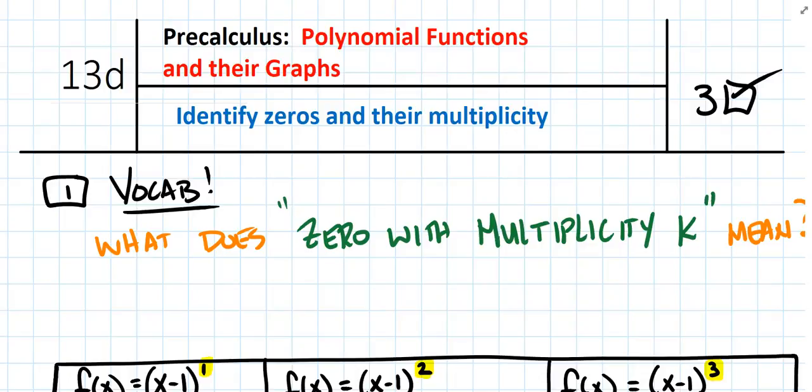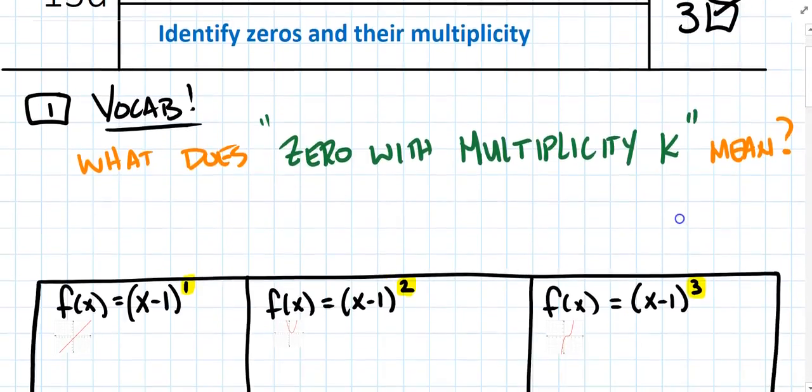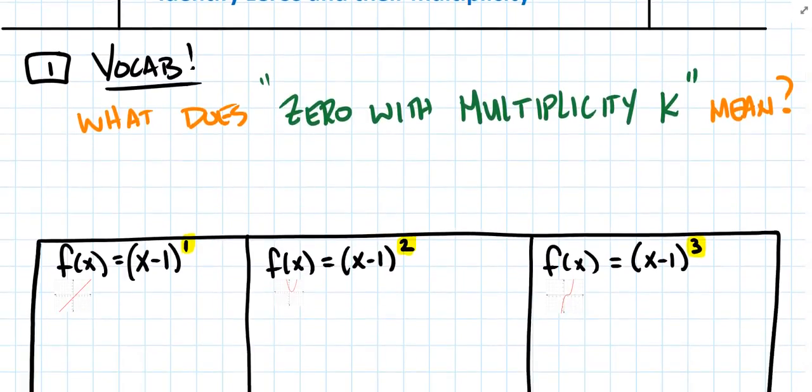Welcome to Concept 13D, identifying zeros and their multiplicity. There are three boxes, so let's begin with box number 1. Box number 1 is all about some vocab. We need to understand, what does a zero with multiplicity of k mean? Like, for example, k. So k is going to be some kind of number.